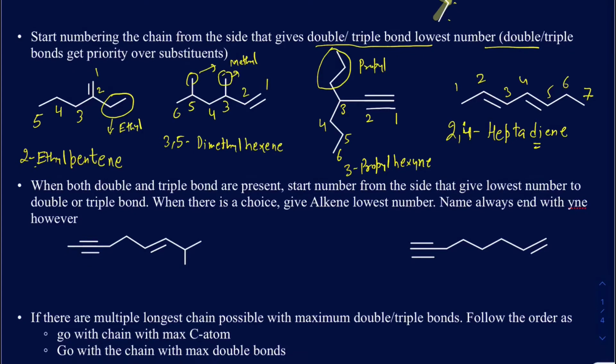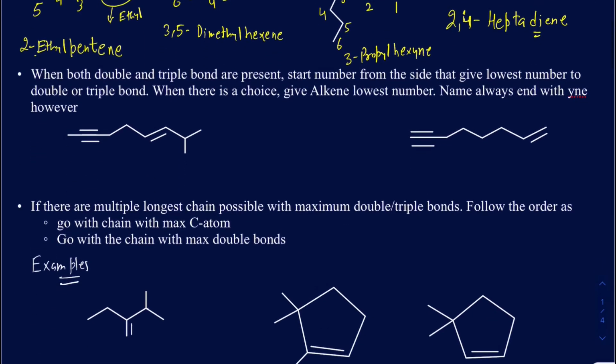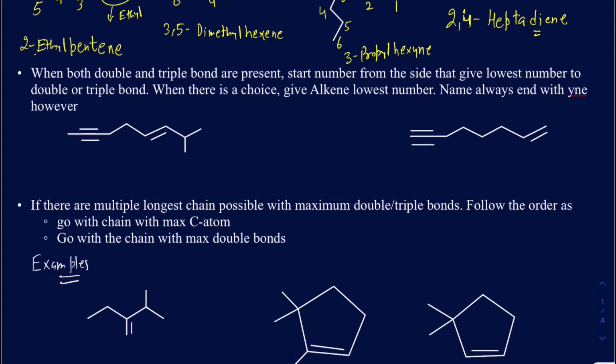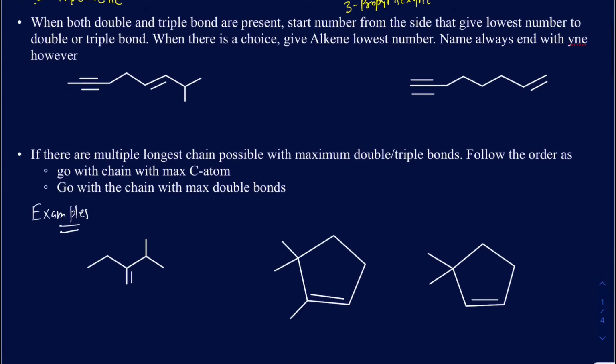Okay, well, what if you have both the double bond and the triple bond present in the molecule? So it gets a little bit complicated if you have both. And when it comes to numbering in that case, you just pick either side and see which one gets the lower number. For example, whether it's a double bond or a triple bond, it doesn't really matter. Whichever side gets the lowest number possible, that's where you're going to start counting from.